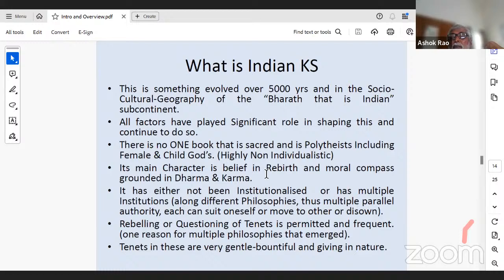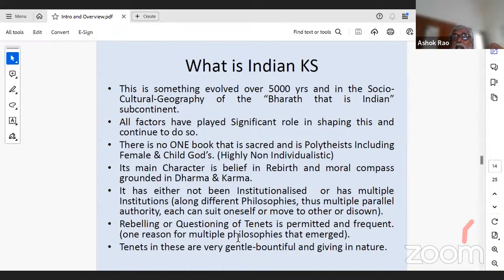Its main character is belief in rebirth, and the moral compass is grounded in two terms called dharma and karma. It has either not been institutionalized or has multiple institutions along different philosophies, thus multiple parallel authority. Each one can suit oneself or move to the other or even disown. One of the most liberal, pluralistic knowledge systems is ours. Rebelling or questioning of tenets is permitted and very frequent.